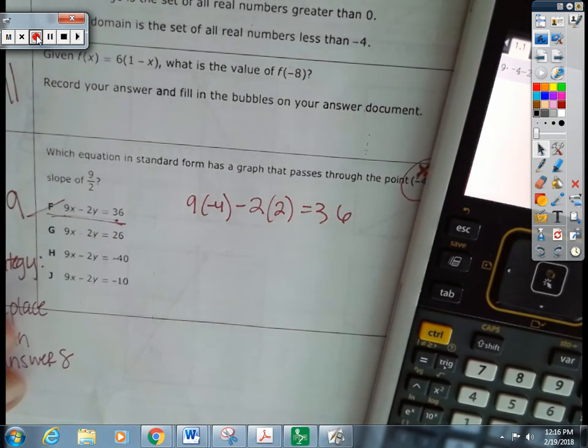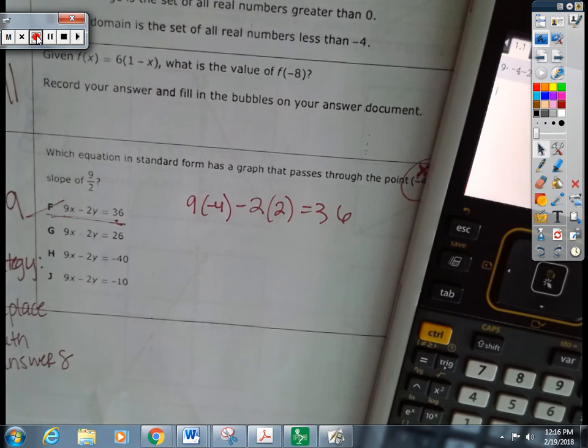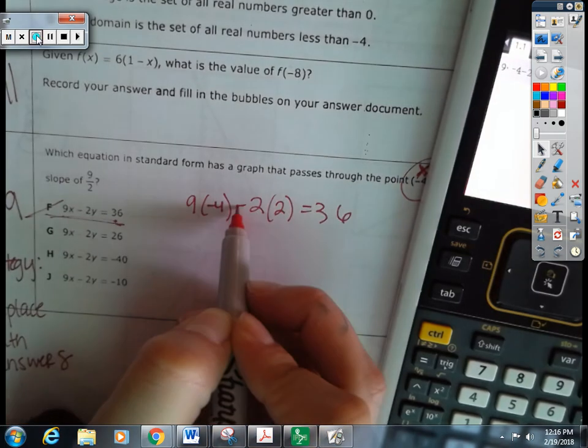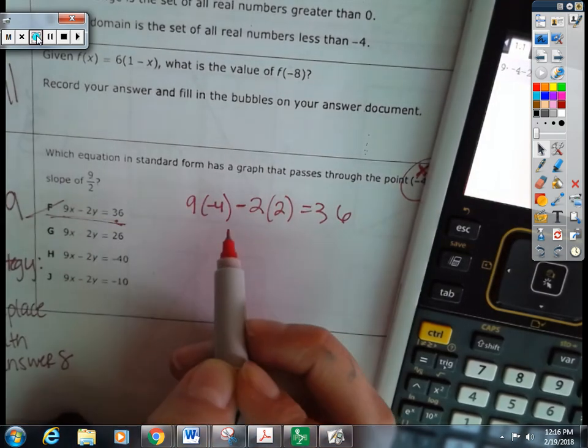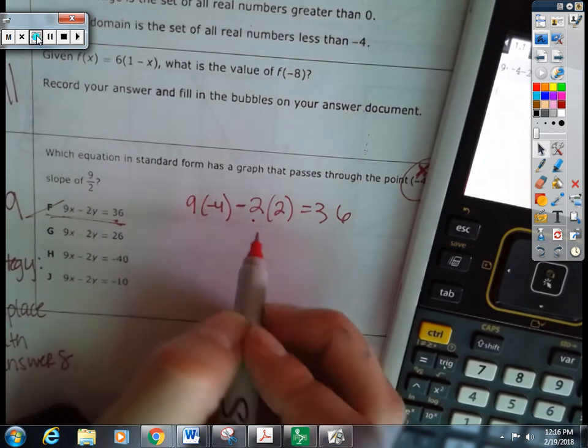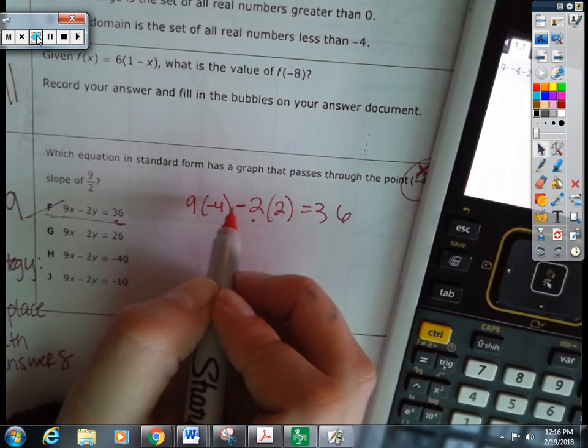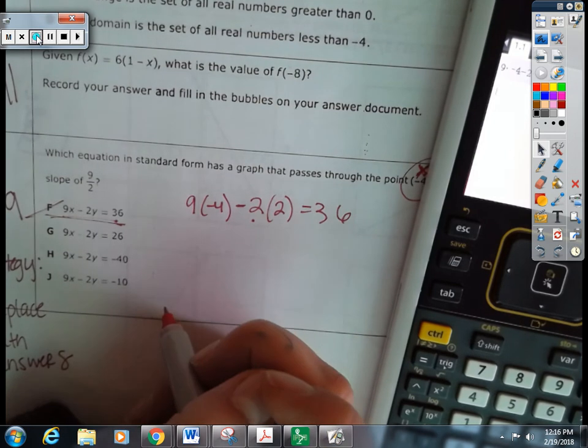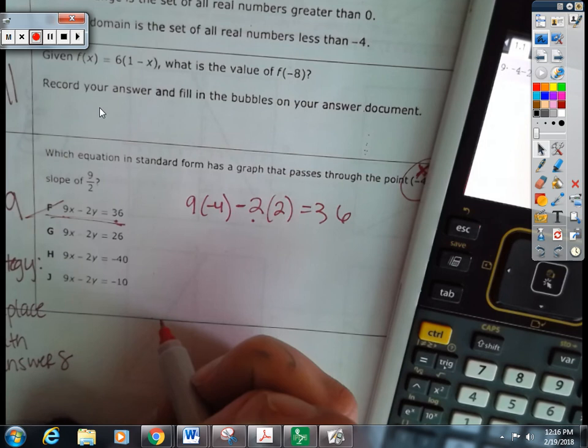The first one is -2. The operation is minus. The sign of this number is negative, but the operation is minus. Operations are what separate the two numbers and tell you what to do with those numbers.